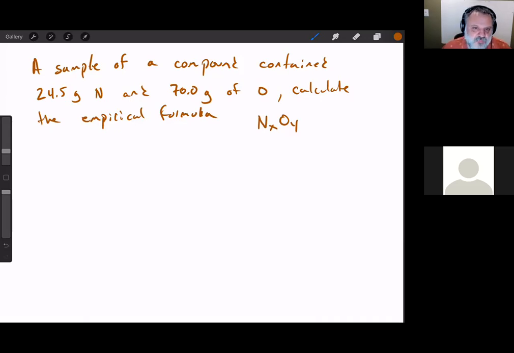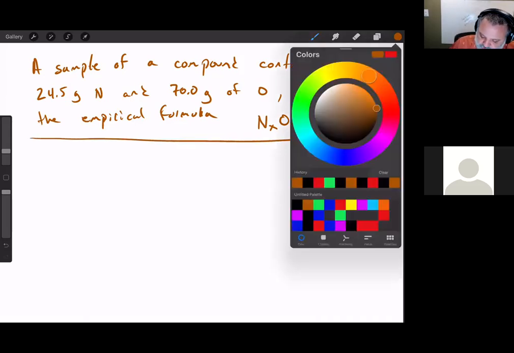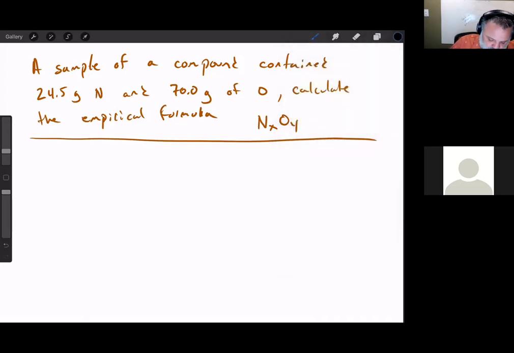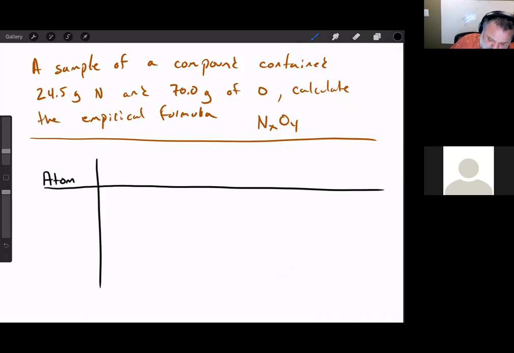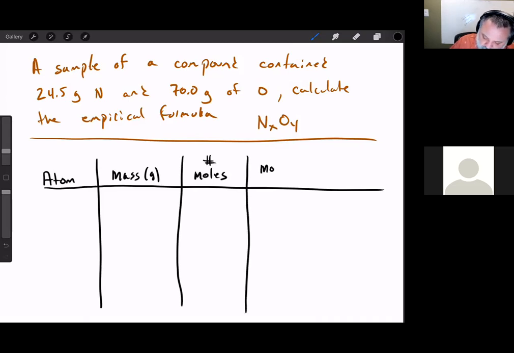And so here's how we approach it. I'm just going to give you an idea of how we would do this problem solving. It's a little different than before, but I do organize my thoughts in a table. You can do it any way you want. I do atom, mass in grams, the number of moles, and then a mole ratio.